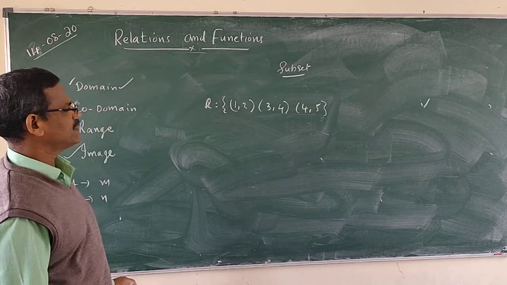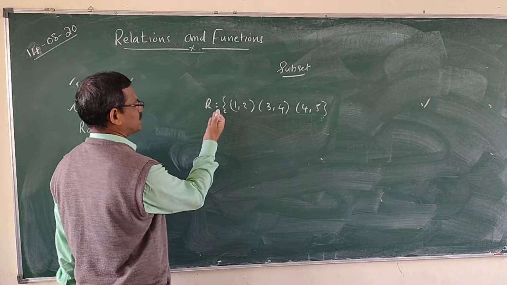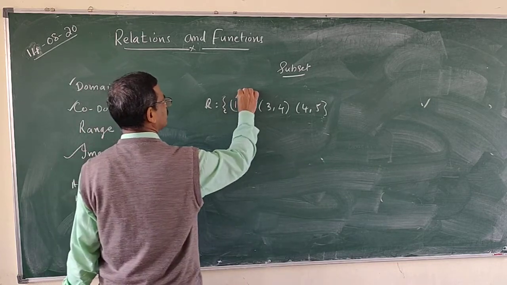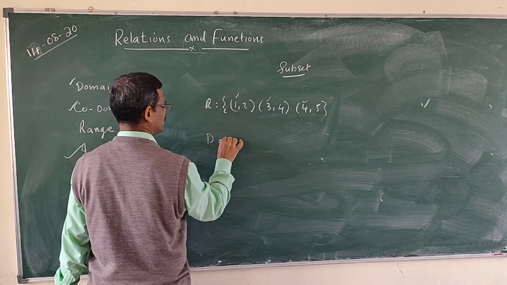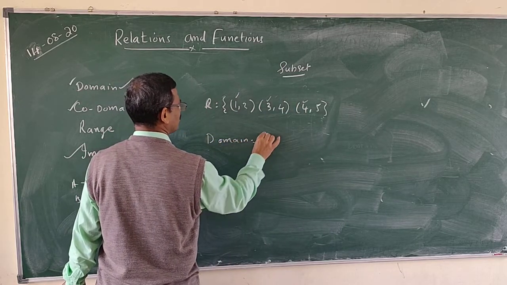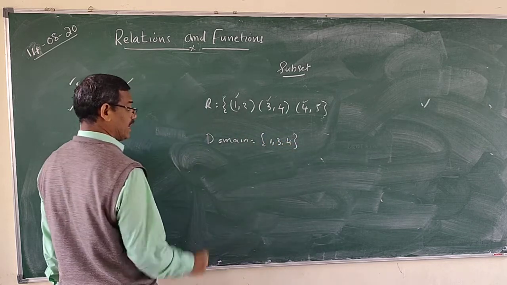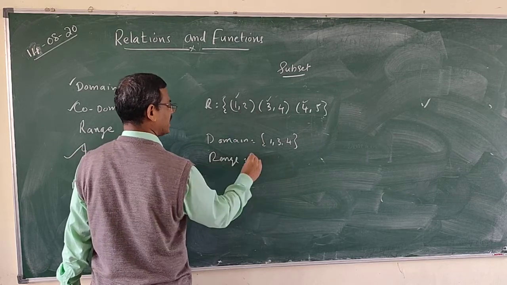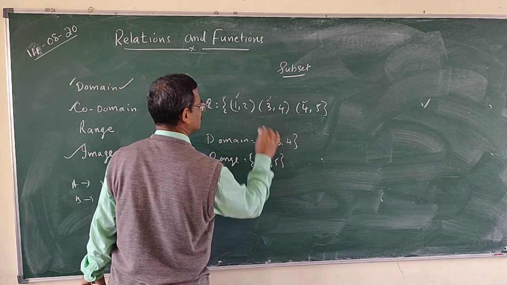Like this. This something is given like this. So if somebody asks a question to you, what is the domain of it? The domain is the first element. So the domain is 1, 3, 4. The range is the second element. So 2, 4, 5 is the range.